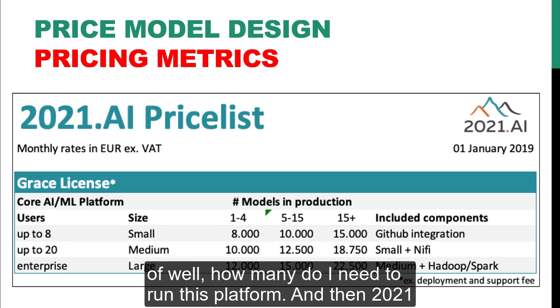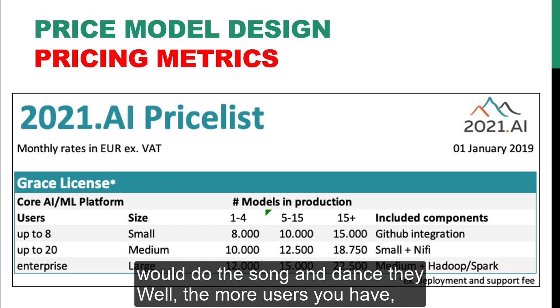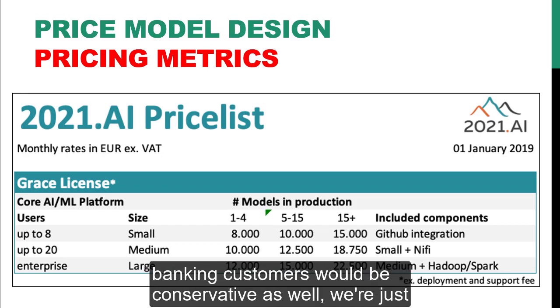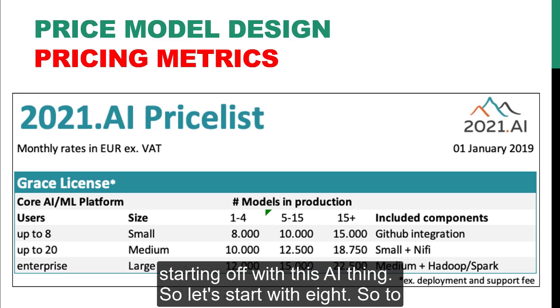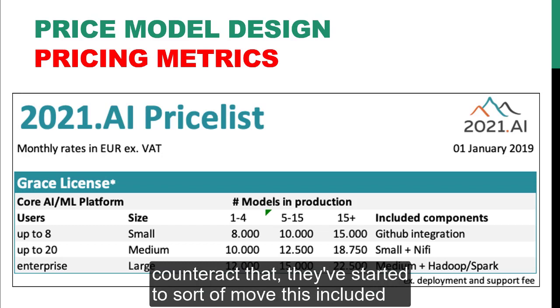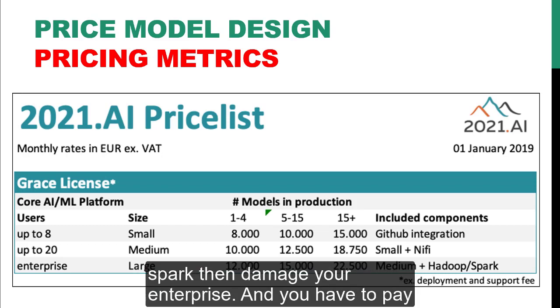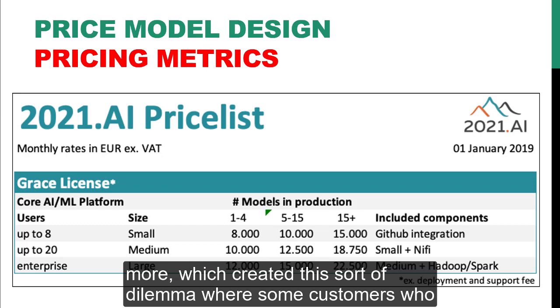And then 2021 would do this song and dance, say, well, the more users you have, the more value you'll get, and so on and so forth. But their banking customers would be conservative and say, well, we're just starting up with this AI thing, so let's start with 8. So to counteract that, they started to move these included components out on the right-hand side, where they say, well, if you want Spark, then damn it, you're an enterprise and you have to pay more.